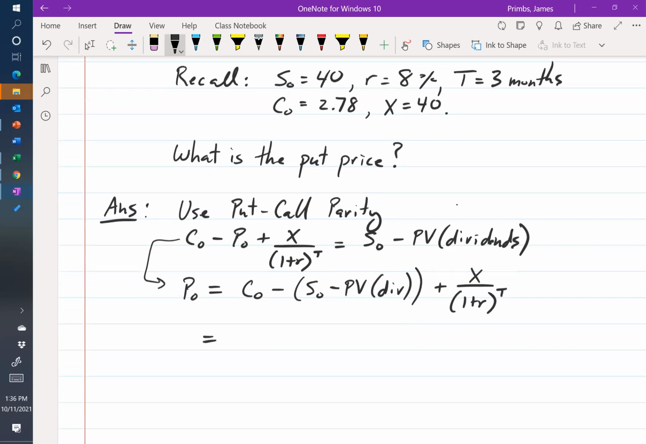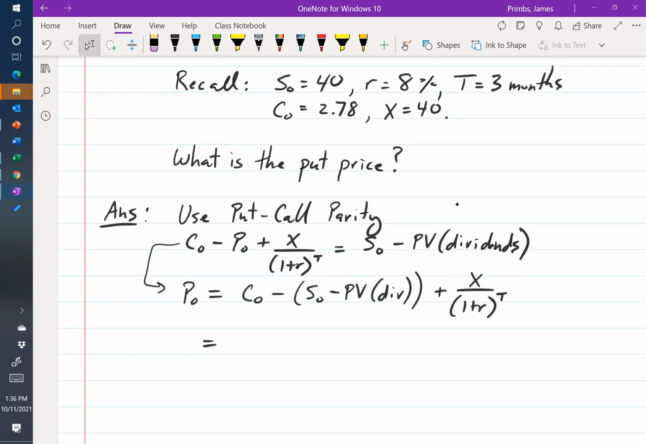I like to rearrange first. So C0 is $2.78 minus this part in here. This is just my stock price with the rebate, right? That's why it's S0 minus that rebate that I got from the dividends. So let's put that in. Stock price was $40 minus the present value of the dividend.